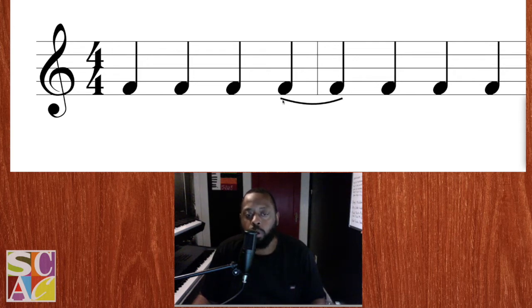So once again, we're going to assume that this line is not there. So let's count both of these measures. 1, 2, 3, 4. 1, 2, 3, 4. Now, let me share something with you. This line right here basically means that you're going to start over.